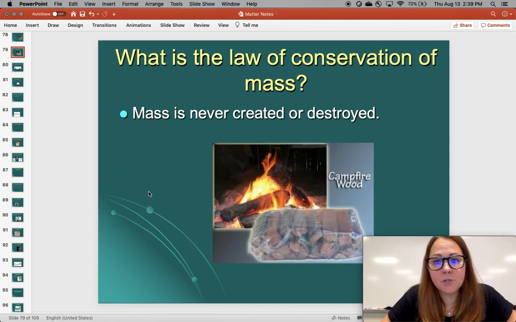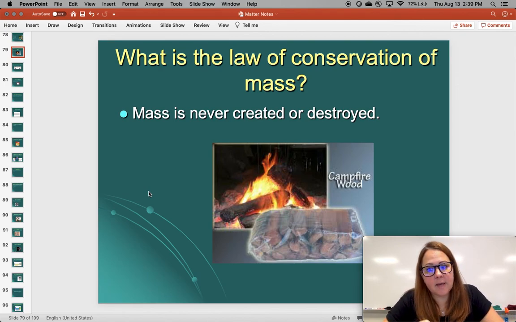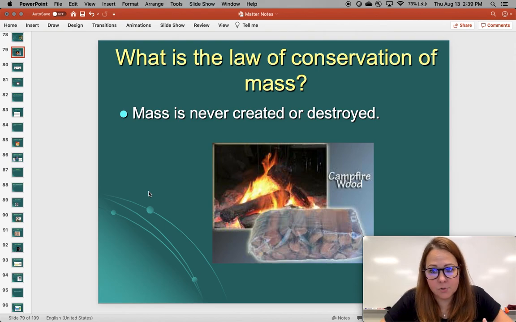The law of conservation of mass says that mass cannot be created or destroyed. Nothing is ever created or destroyed. Energy is never created or destroyed. Mass is never created or destroyed. When you get into physics, momentum. So there are many different things that are never created or destroyed in chemistry.